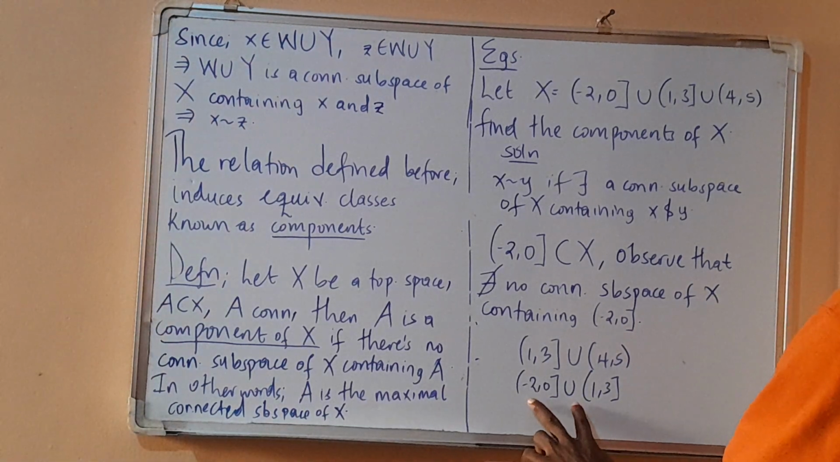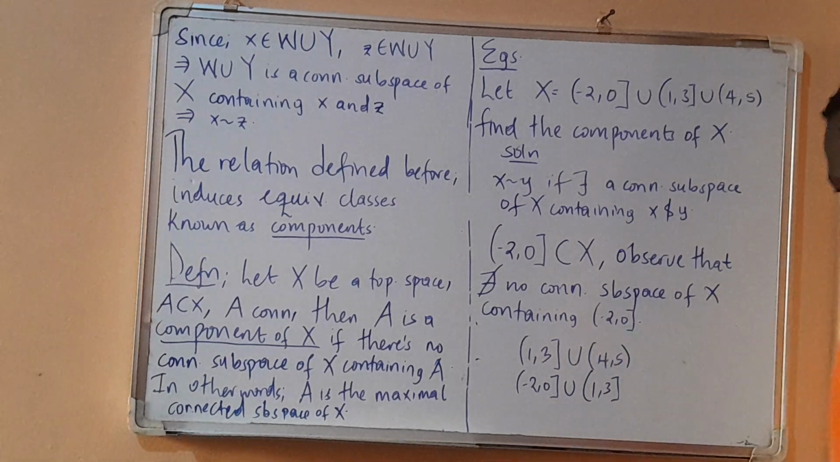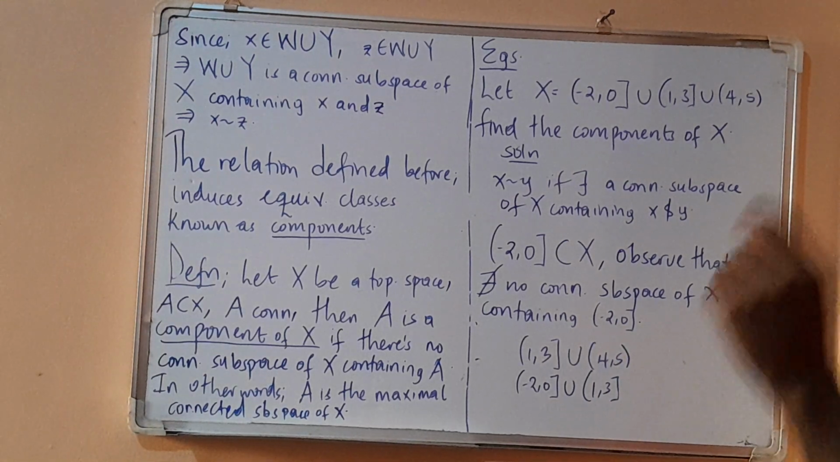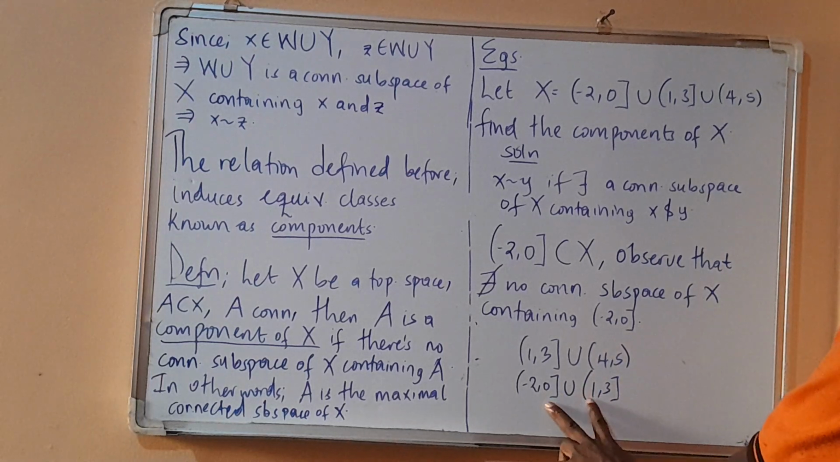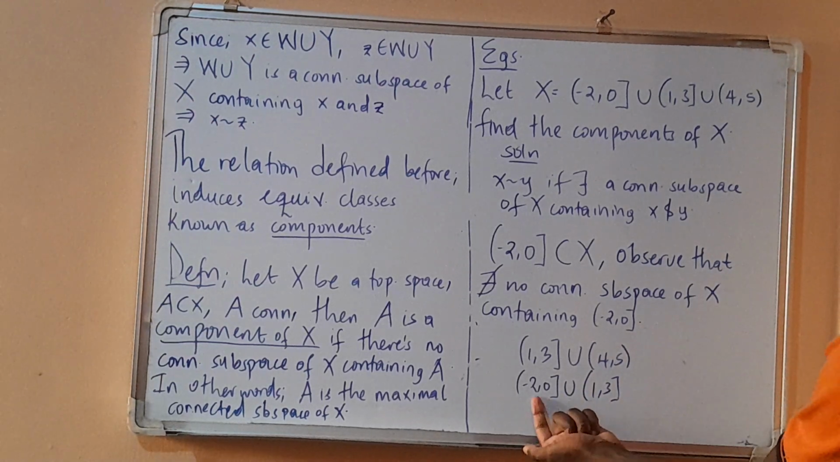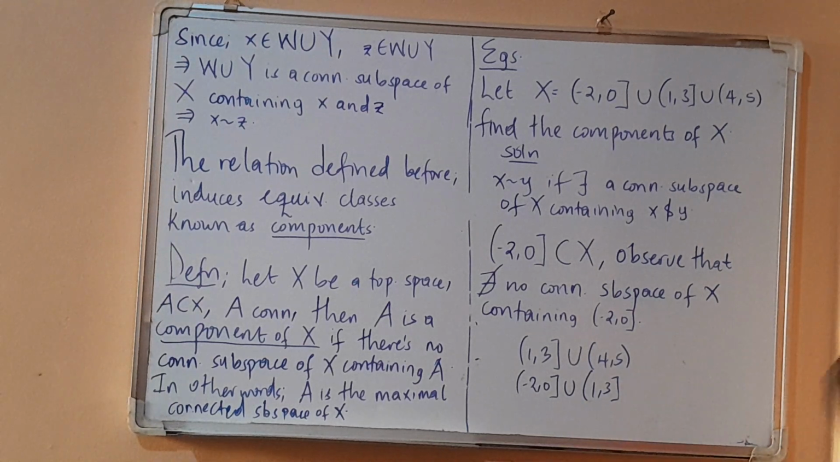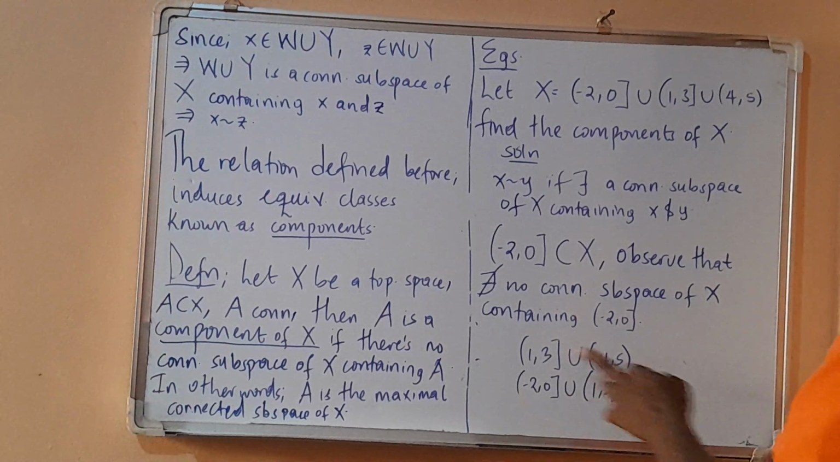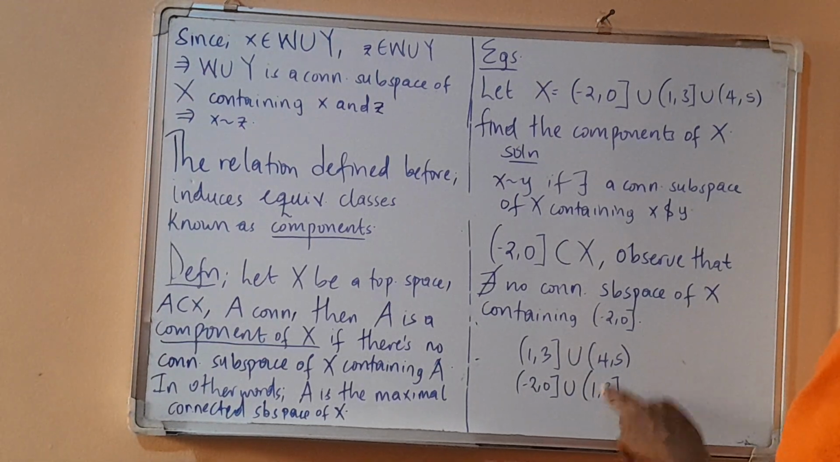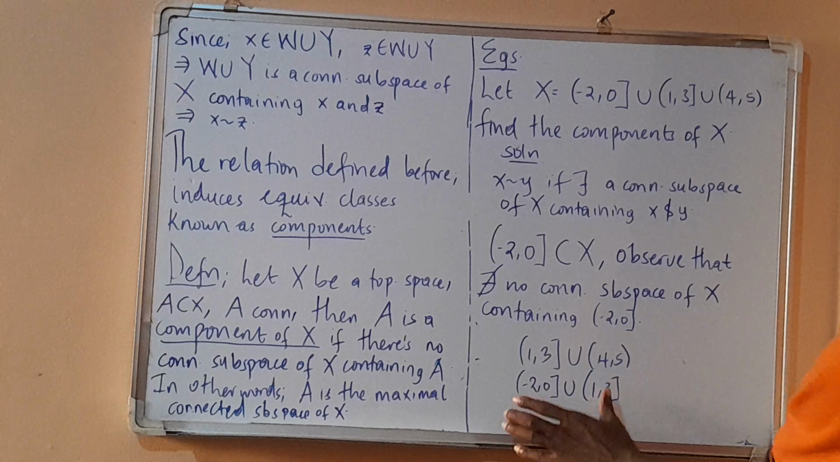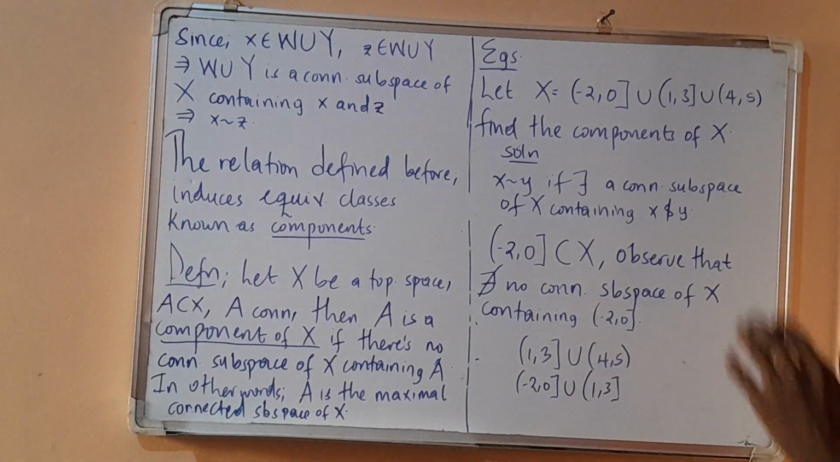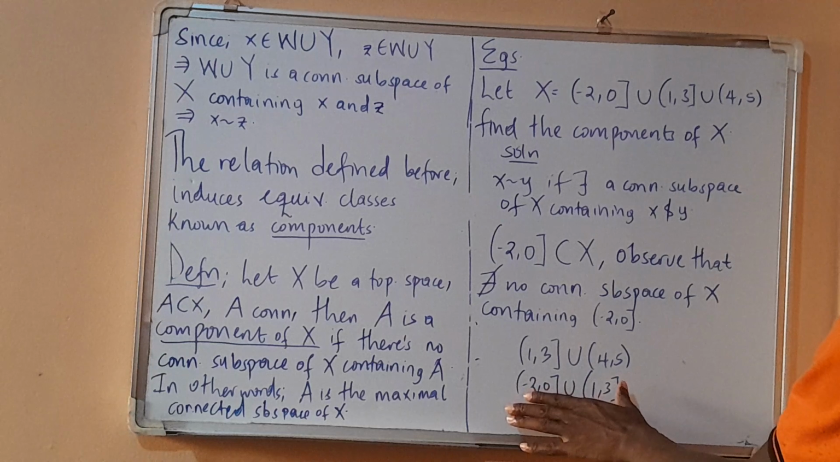also this is a subspace of X. It contains this interval, but it is not connected. Why is it not connected? This set and this, they have no point in common. This is connected and this is connected, but the union is not necessarily connected. The union becomes connected if and only if this has a point which is common here. So this is not connected, however it contains that, so that disqualifies this.